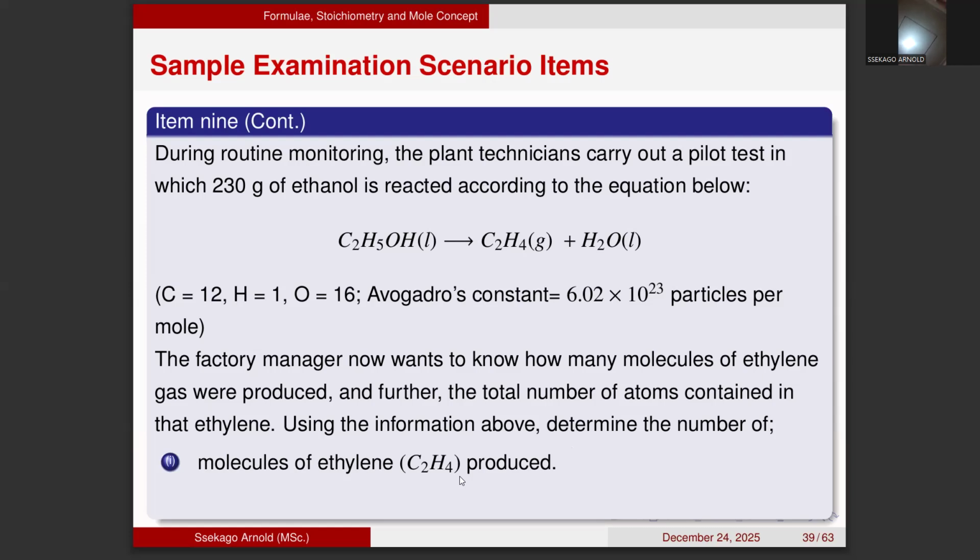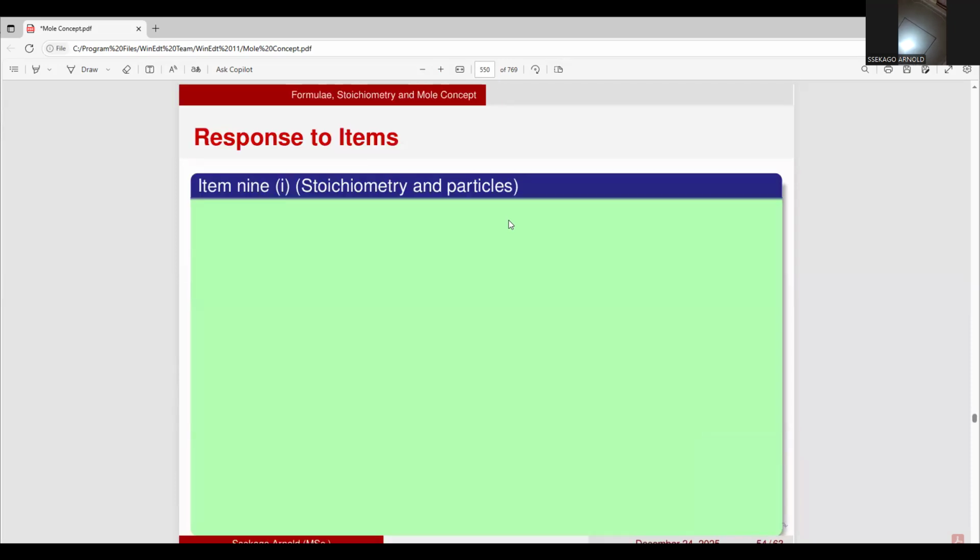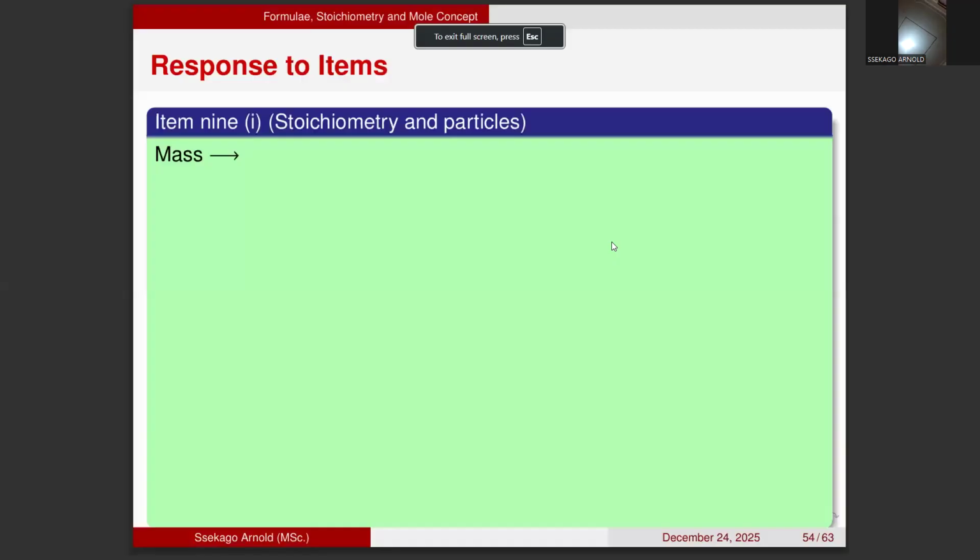So this is somewhat similar to what we have seen in the previous item. For Roman 1, molecules of ethylene produced, we are given 230 grams of ethanol, and also this equation. You see that the equation says that 1 mole produces 1 mole. The reaction ratio is 1 to 1. We shall use that somewhere. So proceeding with our response, item 9, Roman 1.